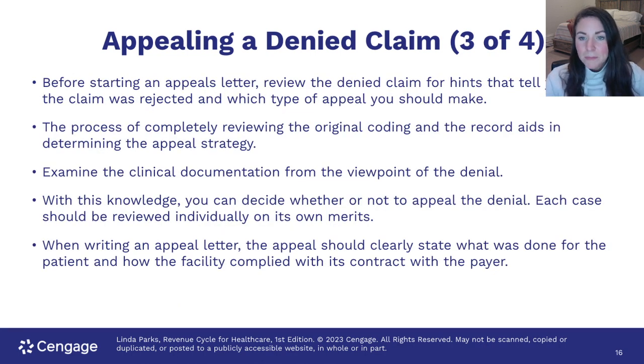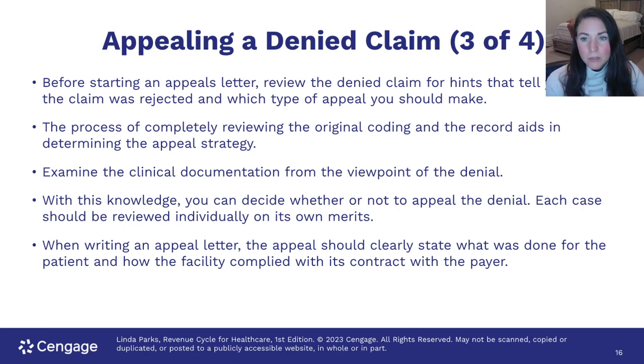Before you write an appeals letter, you need to have thoroughly looked at the denied claim, all of the original coding and everything from the viewpoint of the denial, like the insurance company. This way you can try to see any and all reasons that caused it to be denied, and then decide, should I appeal this or not?